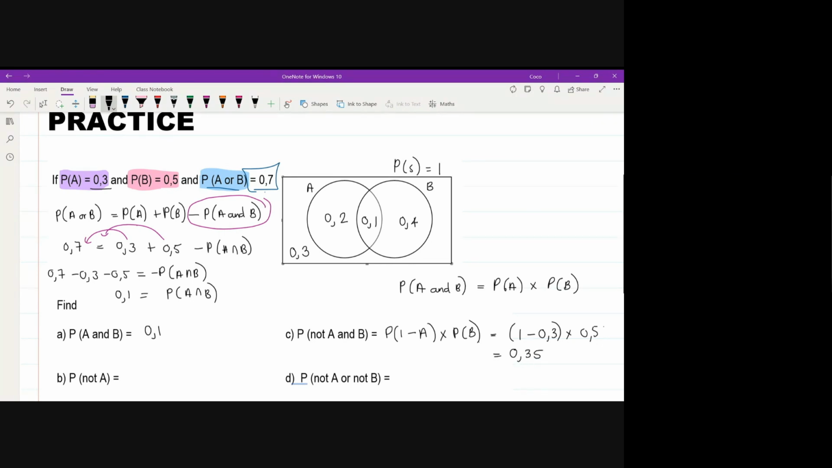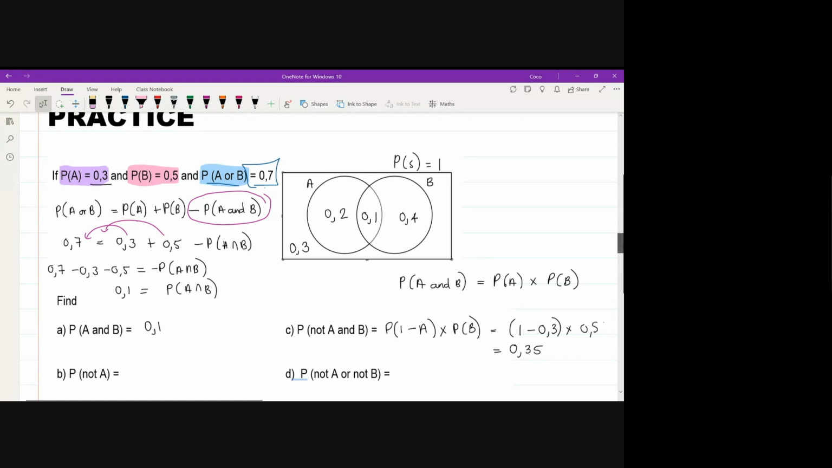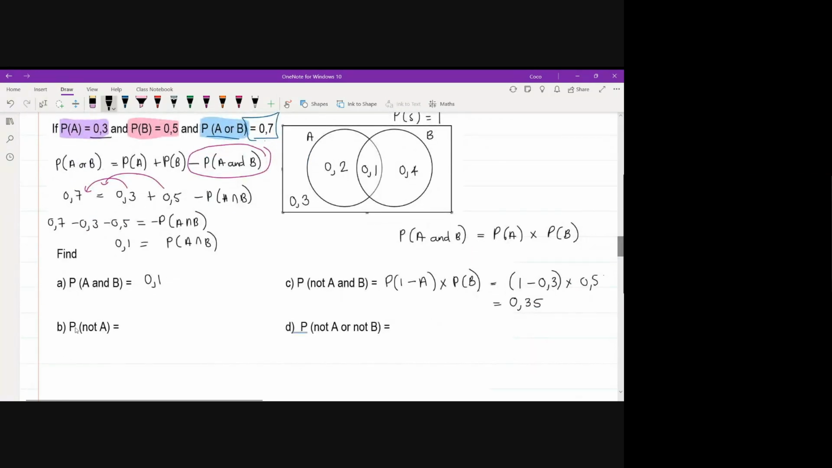0,35. Okay. I'm going to ask you guys to do B really quick. I think we should have gone A, B, and then C, and then D. That's fine. Let's do B. The probability of not A. We know that the probability of not A is just the same as 1 minus the probability of A. And that's going to give us 1 minus 0,3. Therefore, that gives us 0,7.